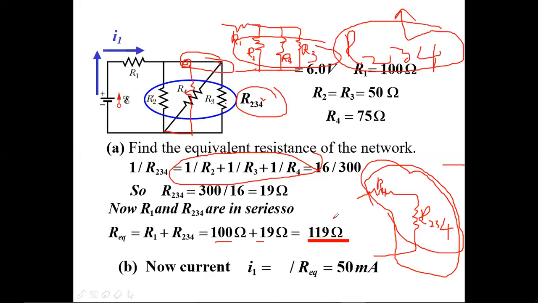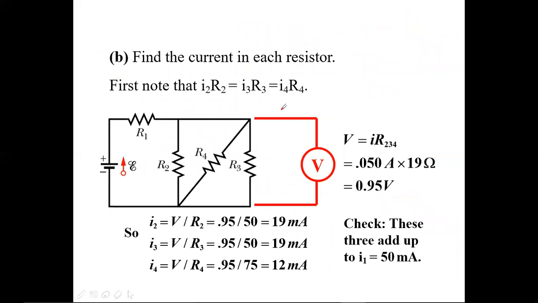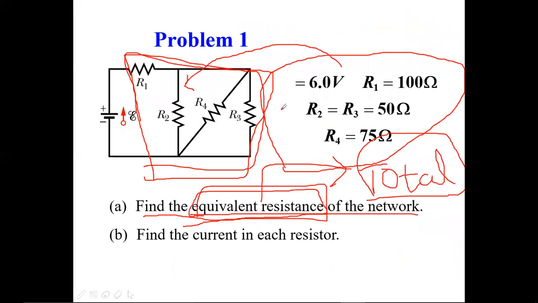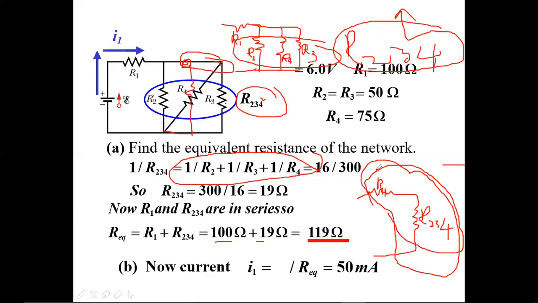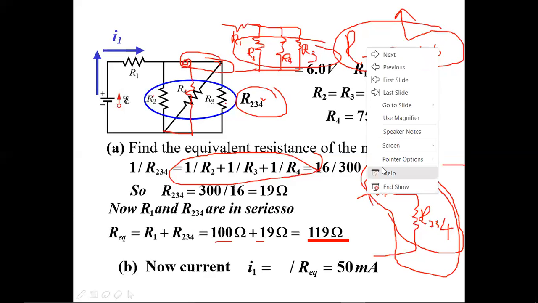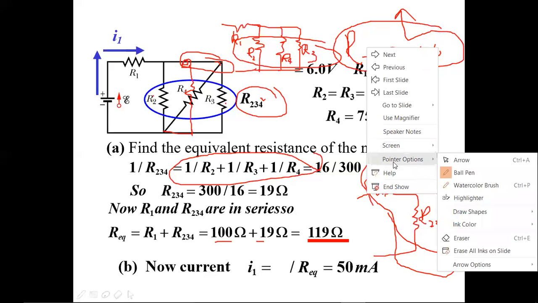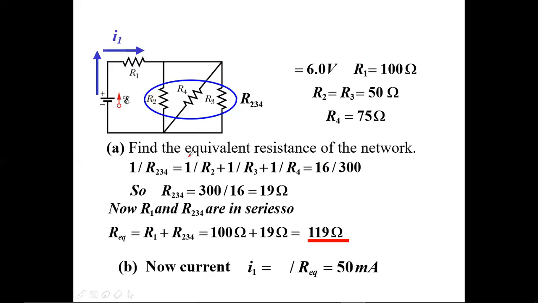Now the current. Find the current in each resistor, right? Next you want to know the current. First part A is done, the equivalent resistance of the circuit. Now let me draw the equivalent circuit diagram after finishing this. Let me erase all the marks on the screen. Now I am going to draw the equivalent resistance of the network circuit diagram.